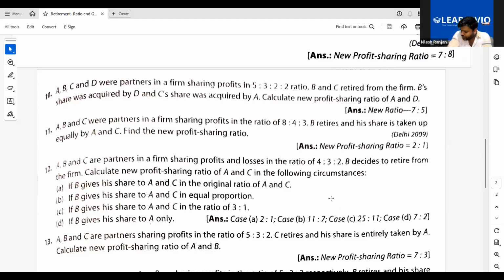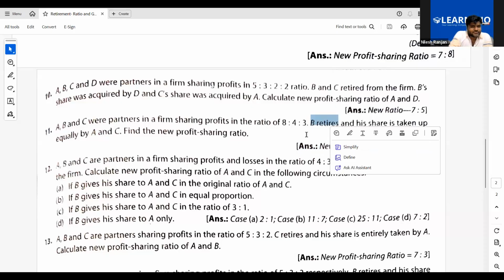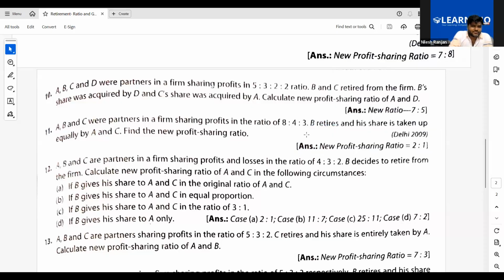The new ratio you have calculated, that is 2 is to 1, I think. On the basis of this, that is not correct. The answer given here, I'll change it, because B is retiring, not C. So if you just remove the share, it will be 8 is to 3, which is also incorrect.